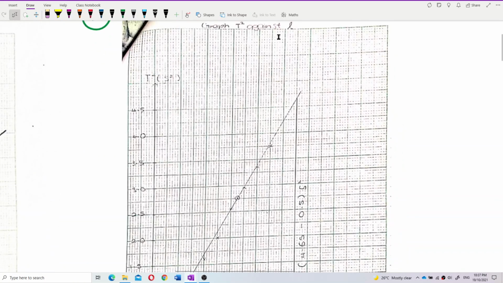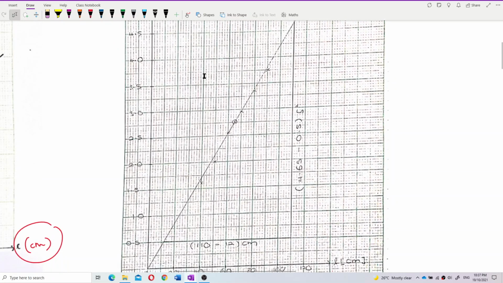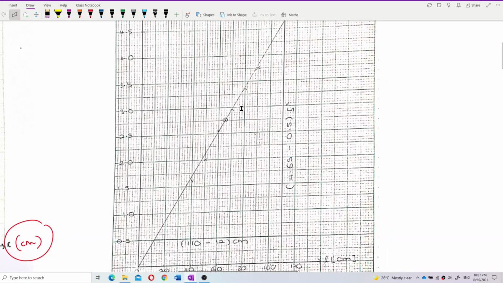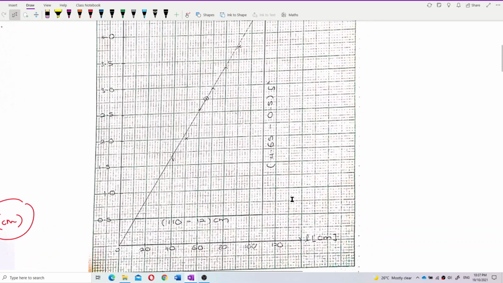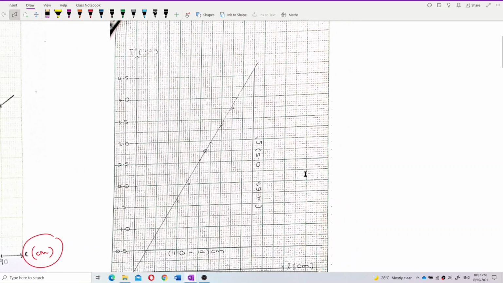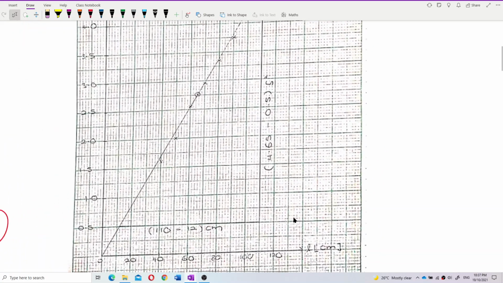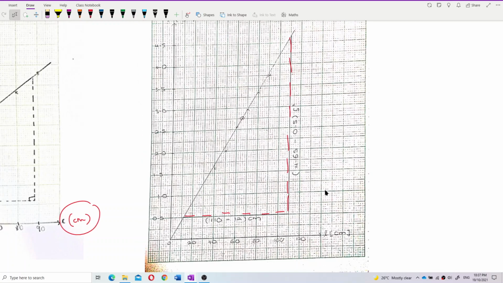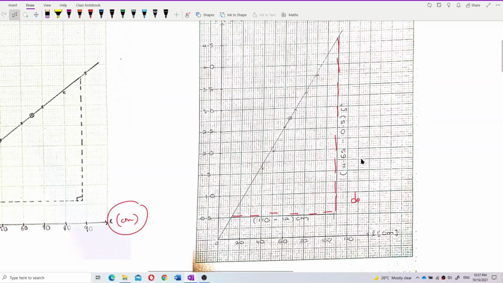Yeah. Title. You have a title. Unit. You have. Okay. Good. This one must have a dotted line. This one is not a full line. The gradient must be a dotted line, not a full line. Gradient, dotted line. Dotted triangle.